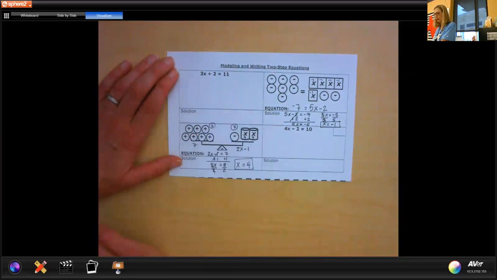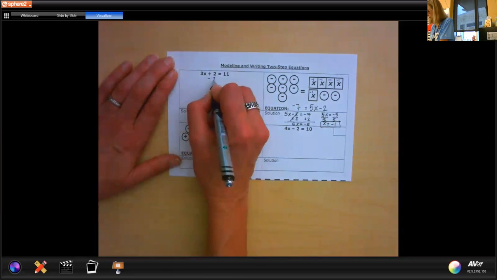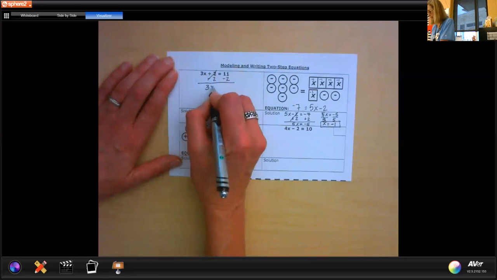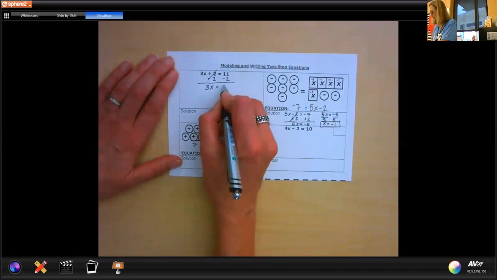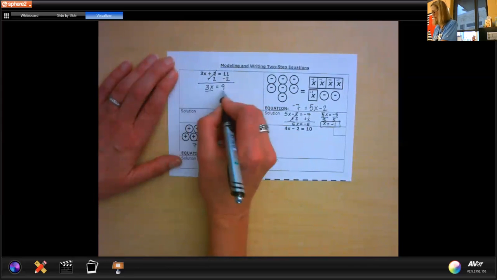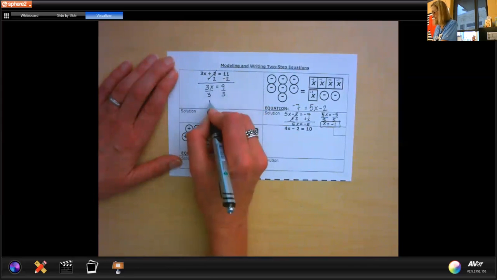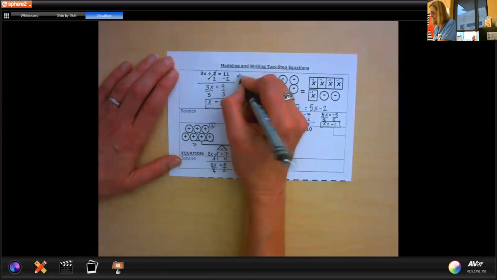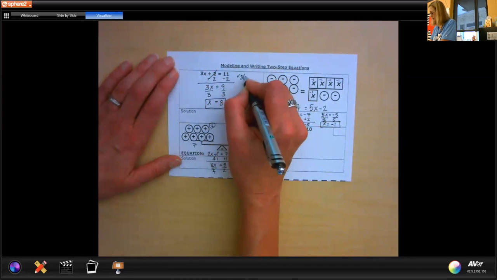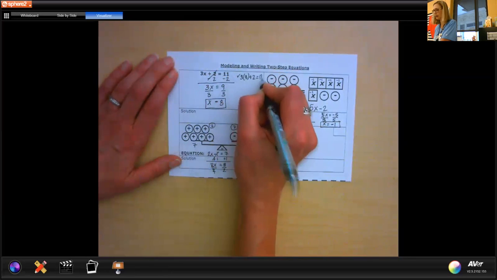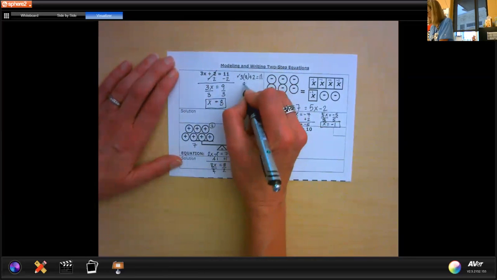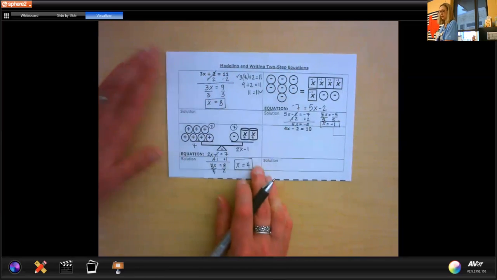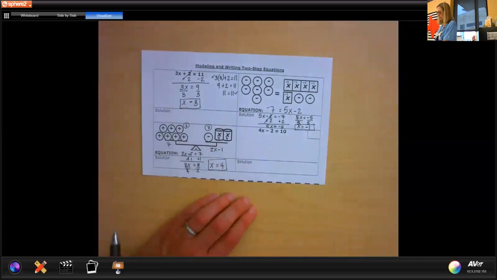We have 3x plus 2 equals 11. We would subtract 2 from each side. These will cancel out. That gives me 3x equals 11 minus 2 is 9. I'm going to divide by 3 on each side. And 9 divided by 3 is 3. Check that by plugging in 3 times 3 plus 2 equals 11. 3 times 3 is 9. And 9 plus 2 is 11. So I know that that's correct. X equals 3 is the correct solution.